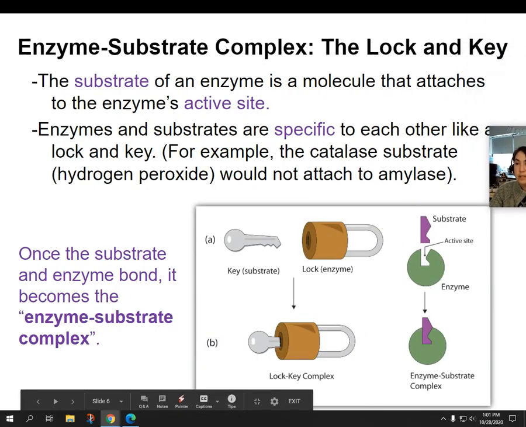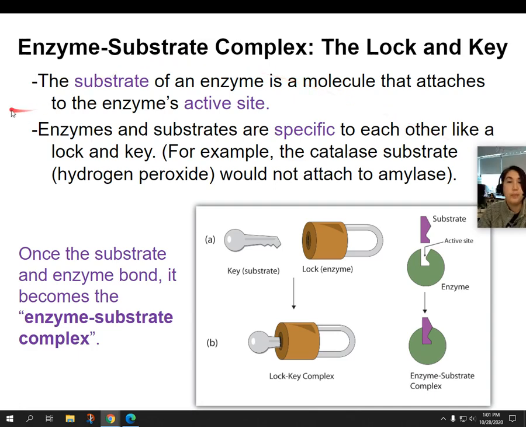The enzyme substrate complex. So the substrate for an enzyme is a molecule that attaches to the active site. So it's what the enzyme is working on. The enzyme and substrate are specific to each other, like a lock is specific with a key. So the catalase substrate, which is hydrogen peroxide, that's what it acts on, would not attach to amylase. They won't have the right shape. Once the substrate and enzyme bond, it becomes the enzyme substrate complex.